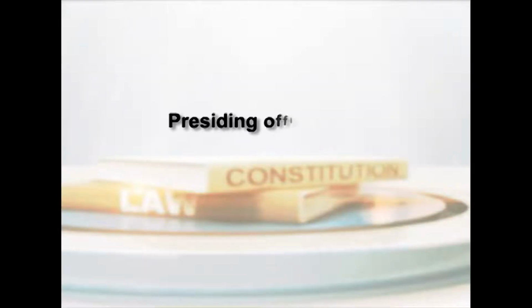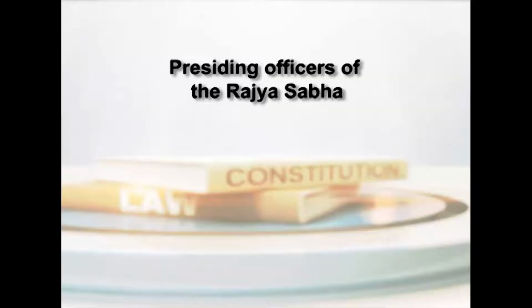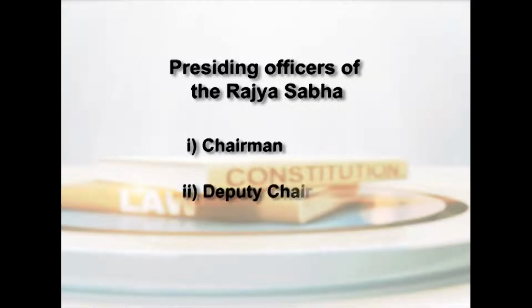So far as the composition is concerned, we have a clear idea of it. Now let us get back to the presiding officers of the Council of States. There are two presiding officers so far as the Council of States is concerned, and these two presiding officers are the chairman and the deputy chairman.